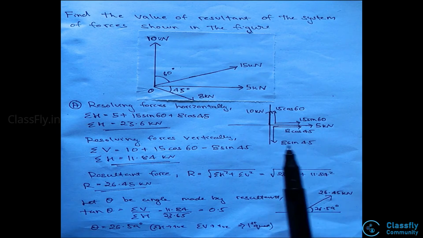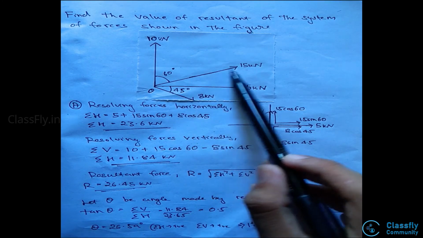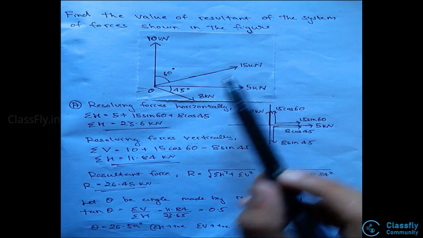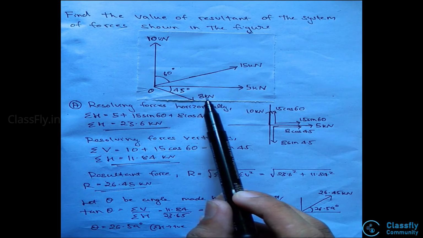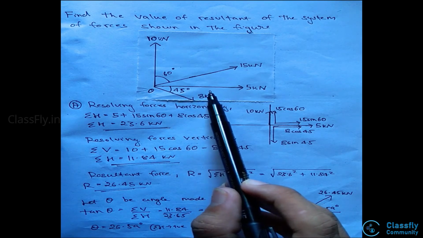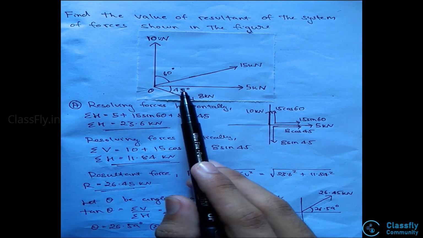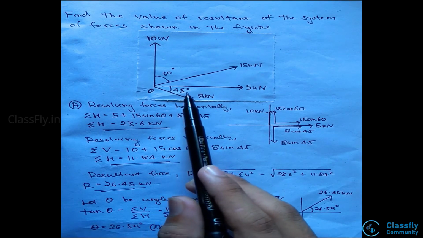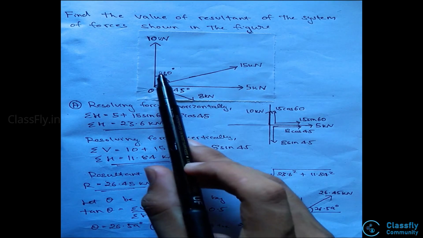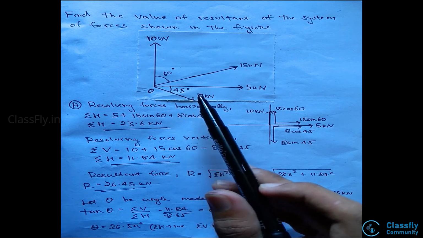How to resolve the forces? Well, here you can see that the force of 15 kilonewton and the force of 8 kilonewtons is making a certain angle either with respect to x-axis or with respect to y-axis. So now the method of splitting the force is that splitting these two forces into sine and cosine components.